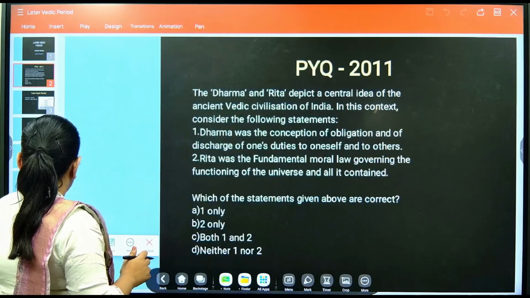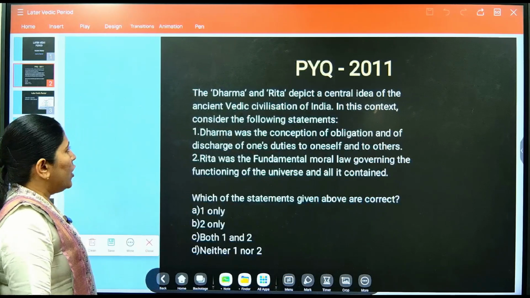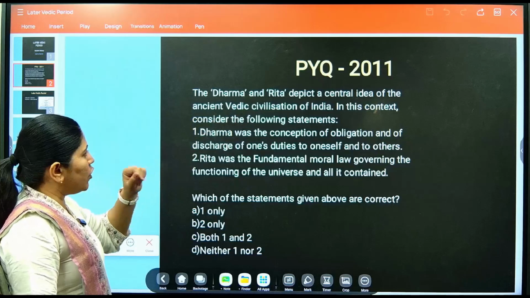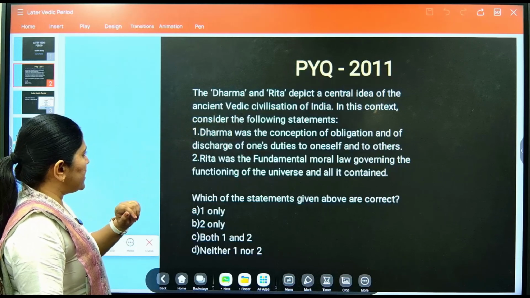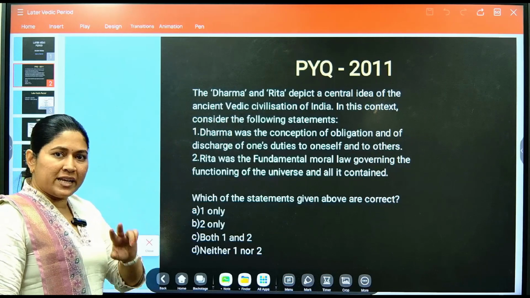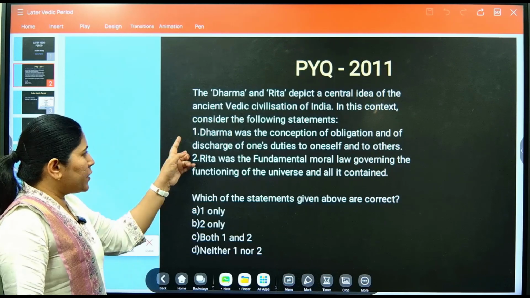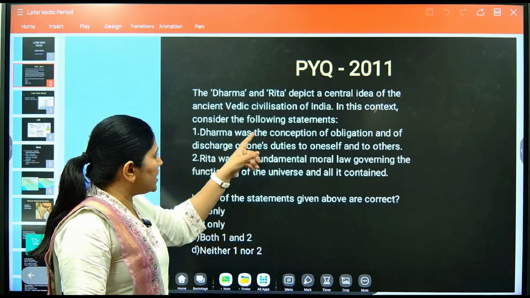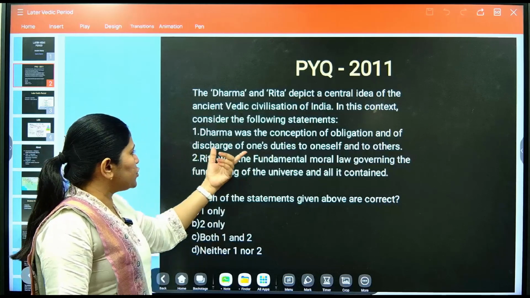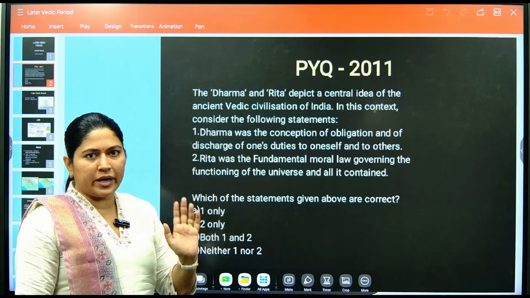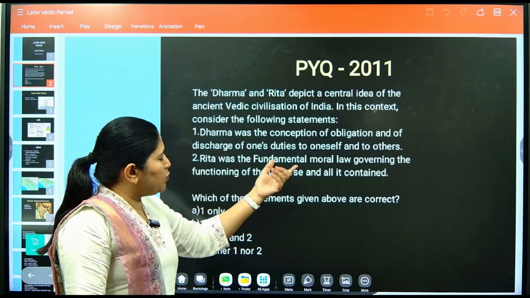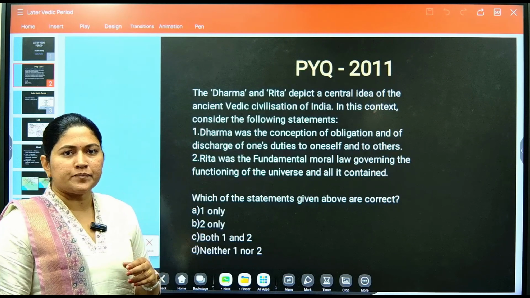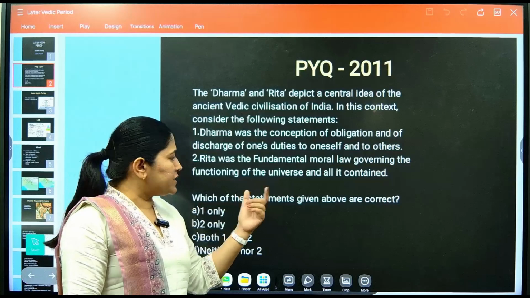Firstly, let us have the PYQ analysis. The Dharma and the Rita depict a central idea of ancient Vedic civilization of India. In this context, consider the following statements. The first statement talks about the Dharma and the second statement talks about the Rita. Dharma means the protocols, the rules to have ethical conduct. So the Dharma was the conception of the obligation and of the discharge of one's duty to oneself and to the others, right? After that, the Rita was the fundamental moral law governing the functioning of the universe and all it contained. This is also true. Which of the following statements given above are correct?